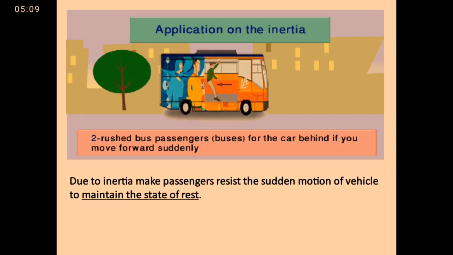When the bus suddenly moves, a force of inertia appears in the form of rushing the passenger backward. Why do passengers rush backward? To resist the sudden motion, keeping the state of rest for the passenger. And we also have a question here: give reason, rushing passenger backward when the bus suddenly moves. We will say: due to the inertia force that maintains the state of rest.